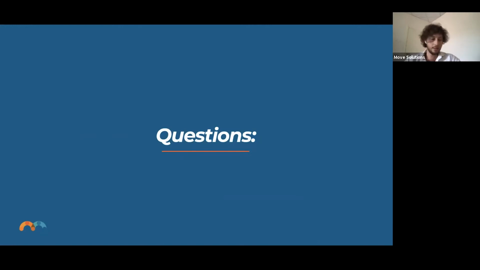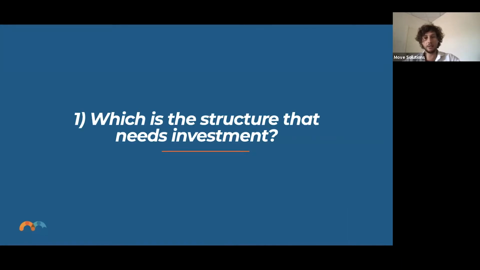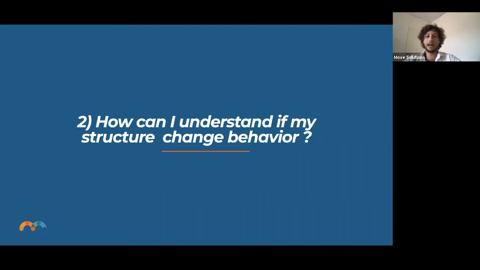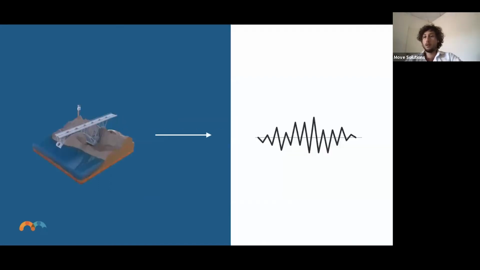So let's get back and see the question that I said, right? Which is the structure that needs investment? This is, I'd say, the first question that the infrastructure company has to ask. What are the bridges that need help right now? Second is, how can I understand if my structure changed its behavior? So how can I know if something is changing?